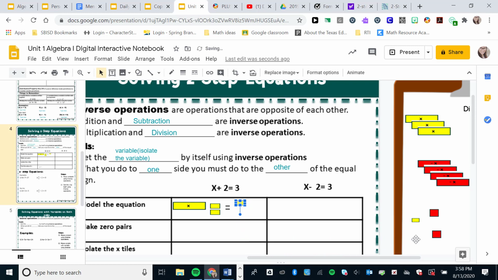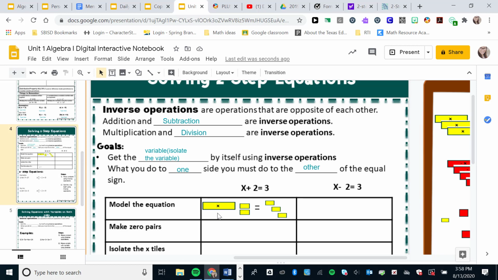And I need 3 of these, so I'm just going to duplicate it. So Control D, that gives me 3, all right? So I already modeled this first equation. So this is telling me x plus 2 equals 3. And this is all in yellow because all of these numbers are positive. Okay? So then we're going to make a zero pair.